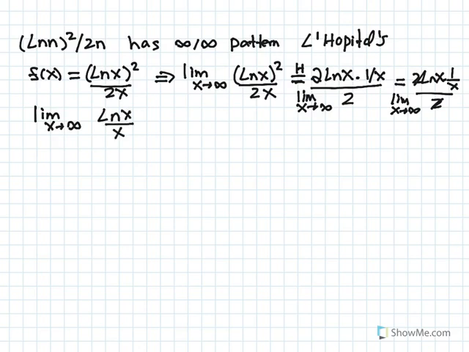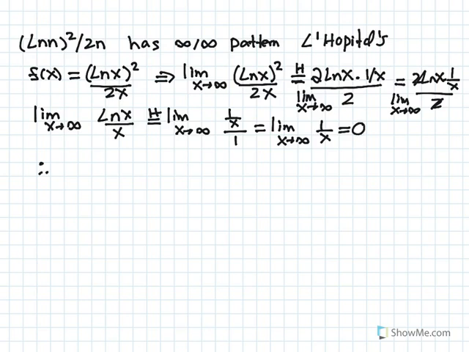But this is still infinity over infinity because log x is an increasing function of x. As x goes to infinity, log x goes to infinity, and the denominator x also goes to infinity. So we have infinity over infinity pattern. We apply L'Hopital's rule one more time. We take the derivative of the numerator, and the derivative of log x is just 1 over x, and the derivative of x is just 1. Now taking the limit as x goes to infinity of 1 over x, this is equal to 0.